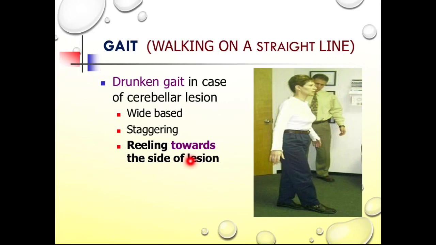Now, what will happen in the case of a cerebellar lesion? In the case of a cerebellar lesion, even with the eyes open, the person won't be able to walk in a straight line. He will reel toward the side of the lesion, with a wide-based, staggering gait, because ataxia is happening, a drunken gait, and the position is not maintained.